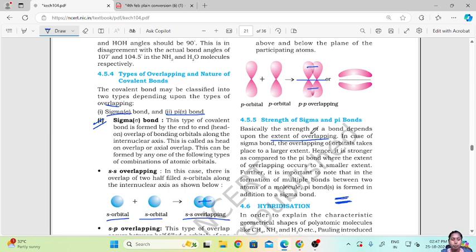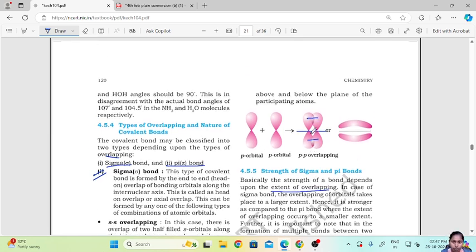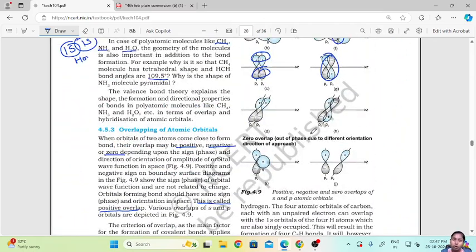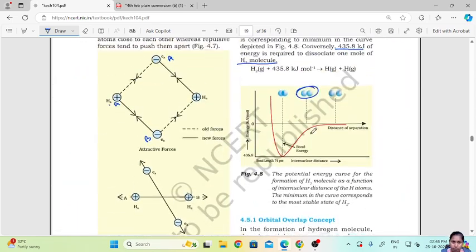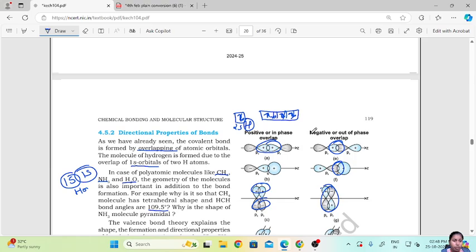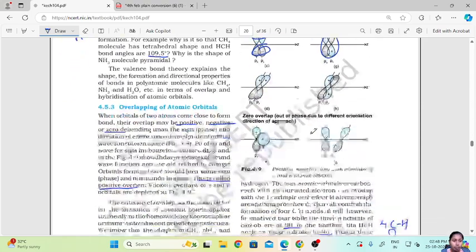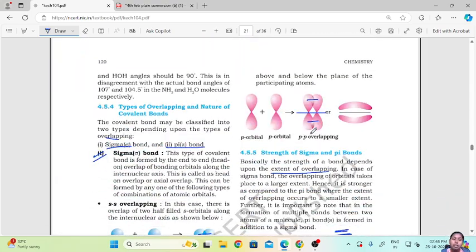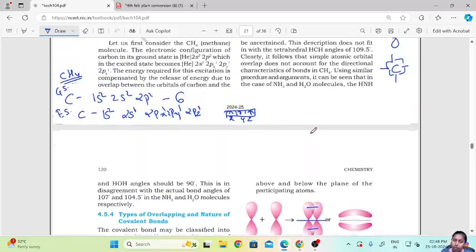So in today's video we have seen the types of overlapping. Basically what we have started is with the theories, that is valence bond theory and VSEPR theory. In valence bond theory we have learned about orbital overlapping, directional properties, types of overlapping and nature of the covalent bond.